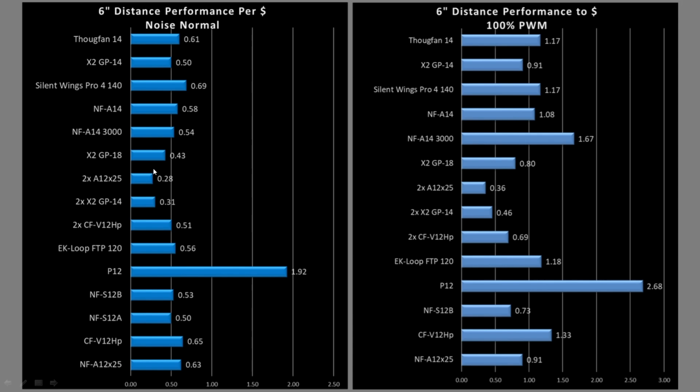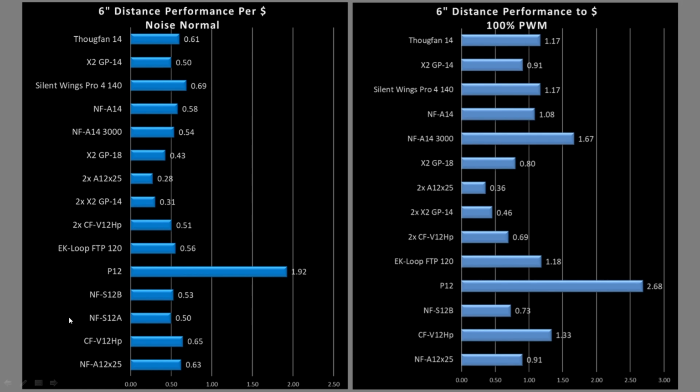X2-GP18. The X2-GP18 is a $40 fan. The A12X25 is a $32 fan. The X2GP14 is a $30 fan. The Cougar is, well, it's no longer being sold, but it was an $18 fan. So for the two together, just add the cost of two fans together, and that becomes the value proposition for that group of fans.